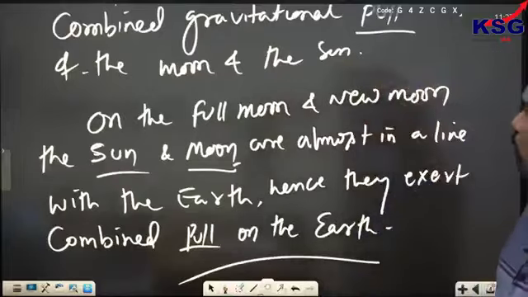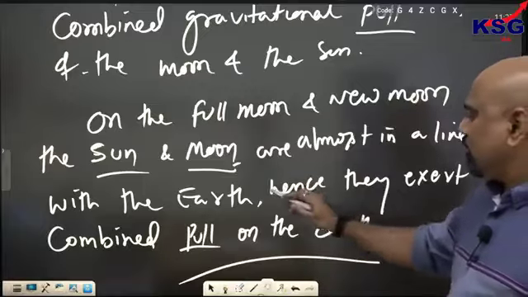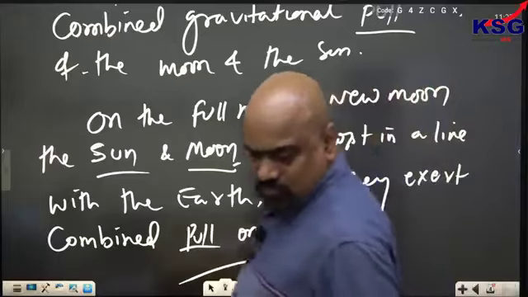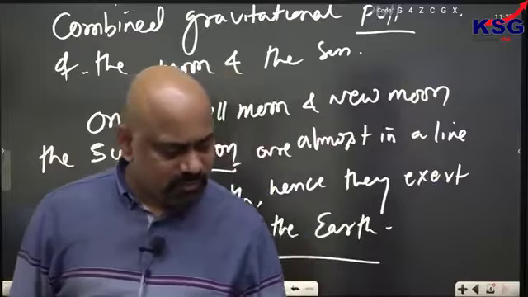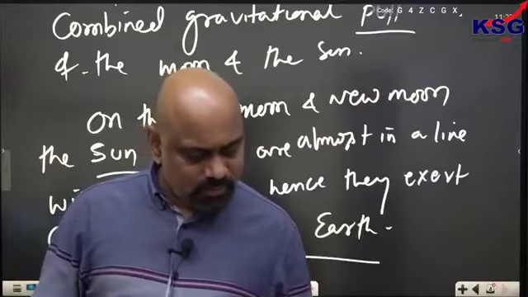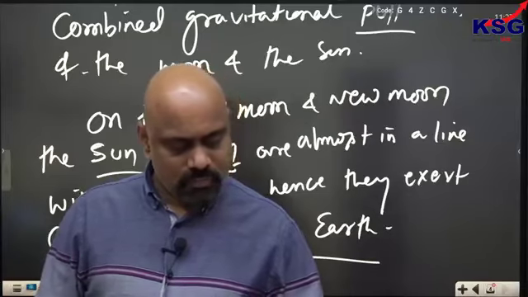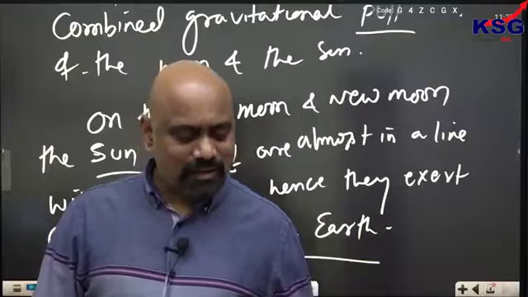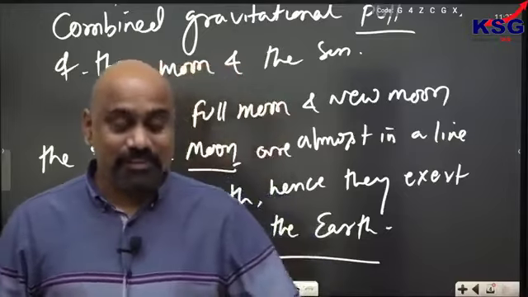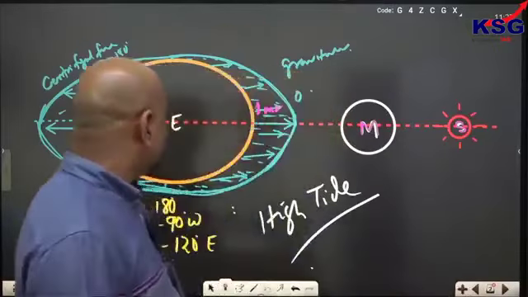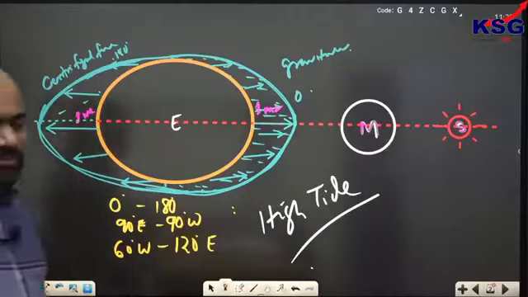Okay, on the full moon and new moon, the sun and moon are almost in a line with the earth, hence they exert combined pull on the earth. This is what I am saying. So they are responsible for this. Yesterday you had the lunar eclipse, is it not? That is why I told you to read a little yesterday. In the first diagram you see, this is the solar eclipse, this is the lunar eclipse.